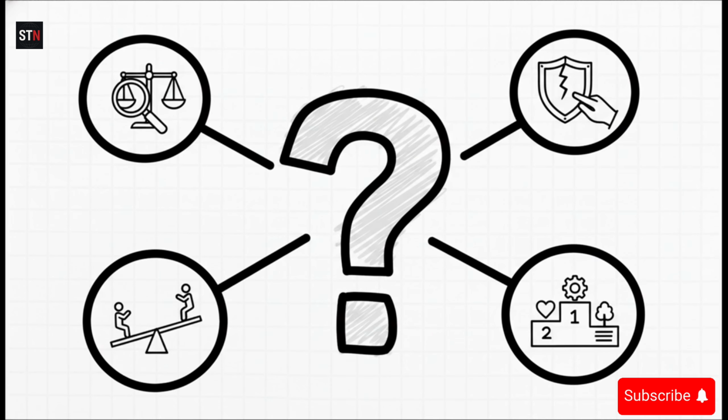Instead of just hearing left or right, you can dig a little deeper. You can ask, okay, what specific kind of equality are they fighting for? Or what specific kind of order are they trying to defend? This is how we move from just hearing the political noise to actually understanding the conversation.